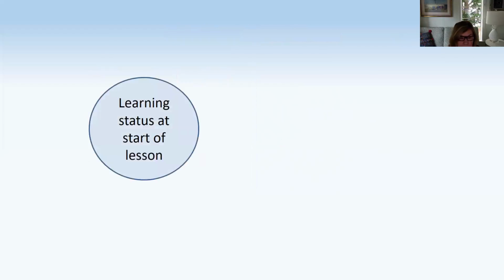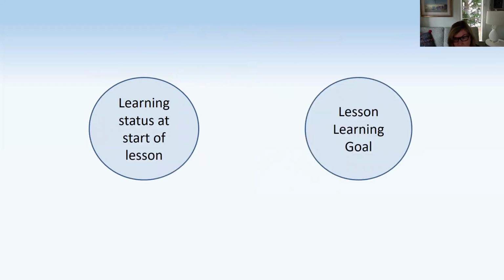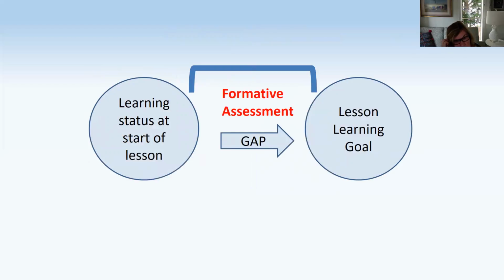So if we see the next slide, we can see how it works. Here we have the learning status at the start of the lesson, wherever the student is, ready to move to the learning goal at the end of the lesson, one, two, three class periods. And formative assessment is the means to keep that learning moving forward on track to meet the lesson goal and close the gap. And of course, when one gap closes, another one opens. That is in the nature of learning.